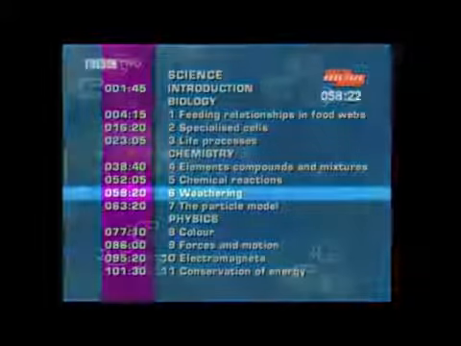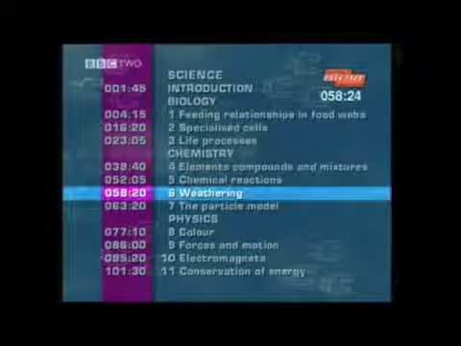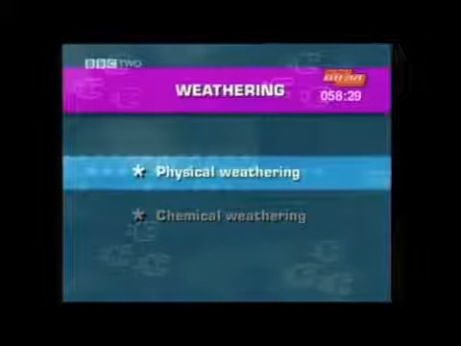Unit 6 looks at weathering, and this subject is split into physical and chemical weathering. Weathering is the process where rocks and artificial structures are worn away and broken down into smaller pieces. And this is due to either physical or chemical processes. This first section is going to look at the physical process of weathering, and the next section, the chemical process.